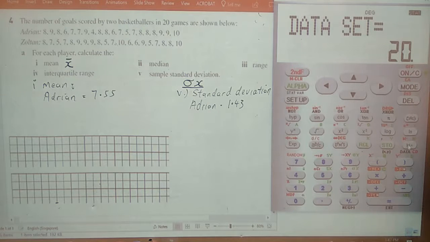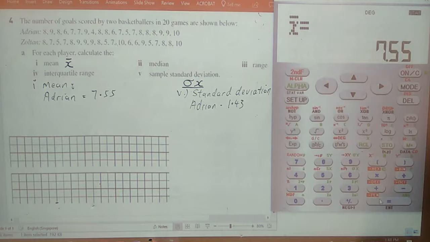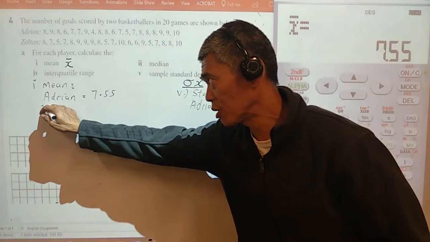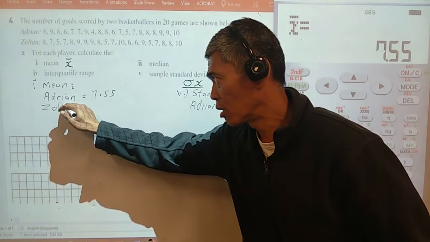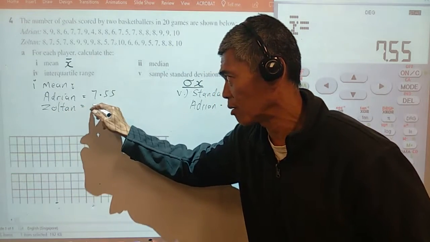Now again, to find the mean, it's a simple case of clicking on the alpha button before clicking on the button for mean, which is the x with the bar above. There you go. You press the equal sign. That gives us 7.55 as well. So apparently Zoltan and Adrian had the same mean. Zoltan has a mean of 7.55 as well.